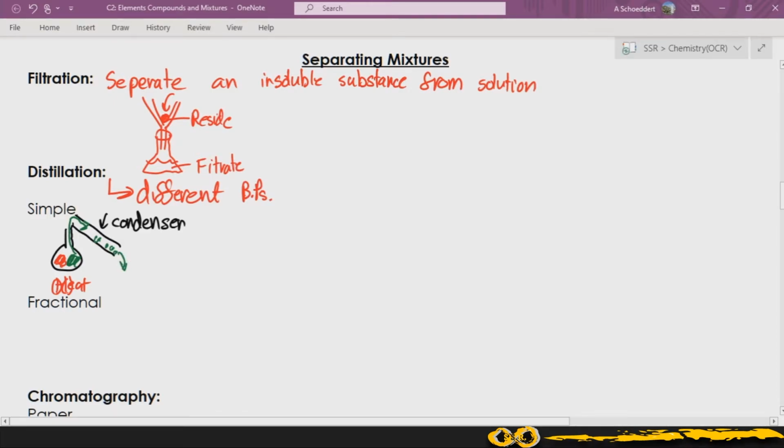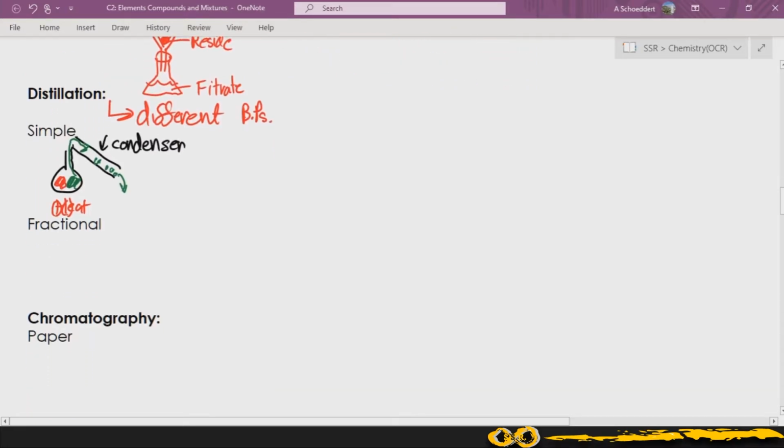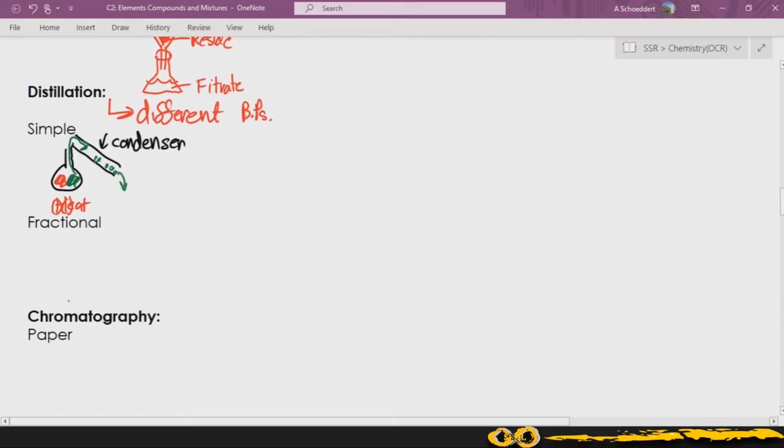In some cases, you need to have something more complex. You may be separating several different fractions from the solution, or you may have some solutions with very close boiling points. In this case, you need to add some distance and some opportunities for something that's boiled a little bit before its time to condense back again, and so you'll add a fractionating column before your condenser.